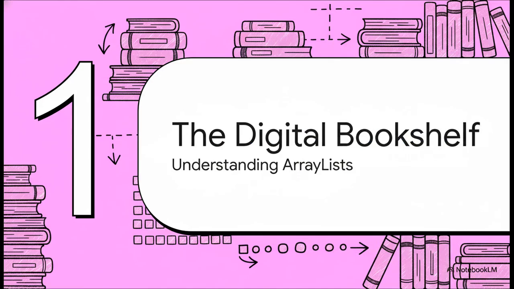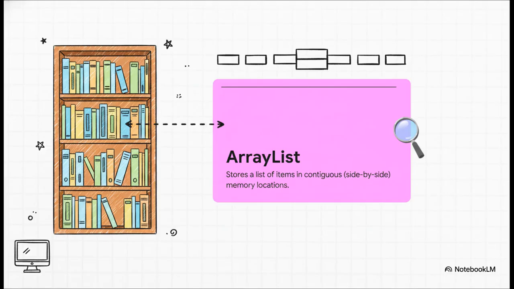All right, to get to the bottom of this, we need to meet the first character in our story. We're going to call it the digital bookshelf. In the programming world, though, it goes by the name ArrayList. Now, you should picture an ArrayList exactly like it sounds, a perfectly neat bookshelf. Every single book, or every piece of our data, has its own numbered spot, sitting right next to its neighbors in a perfect row.